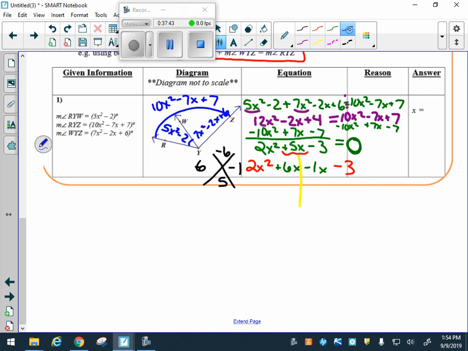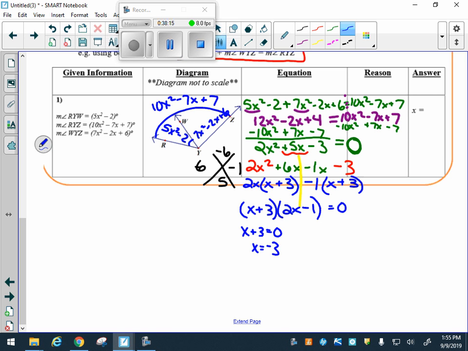Now we find the GCF of each half of these. What's the GCF over here? 2x. So we're left with x plus 3. What's the GCF here? Negative 1, x plus 3. Those match, so we have x plus 3 as one factor, and 2x minus 1 as the other factor. So we have to figure out what x is then. X could either be negative 3 or positive 1/2.